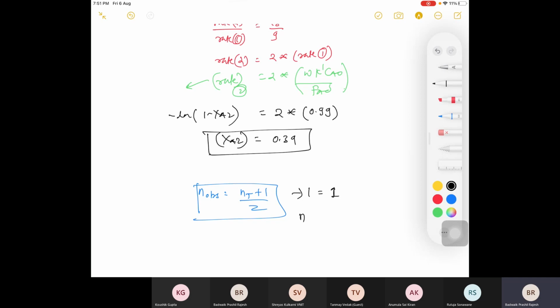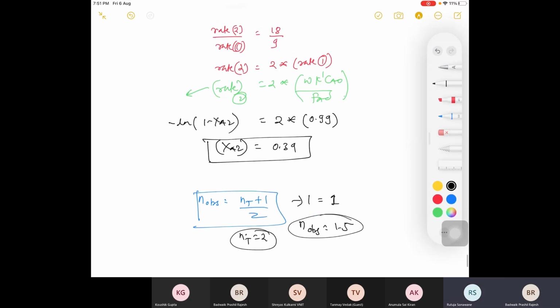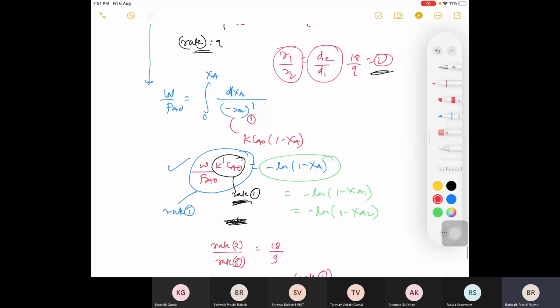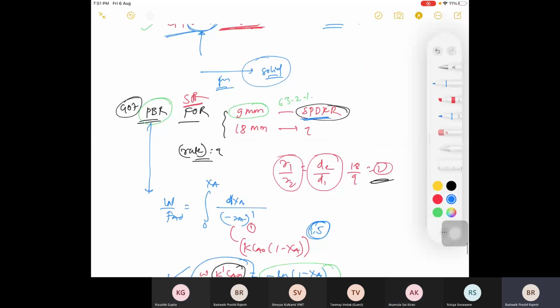But for a second order reaction, what is that? If n true is equal to 2, then your n observed will be 1.5. So what you have to do here is, rate is this and to the power, is it 2 or 1.5? 1.5, sir. It is 1.5. Please be careful while writing strong pore diffusion because there is falsified kinetics, right? So this is about your heterogeneous catalyst.